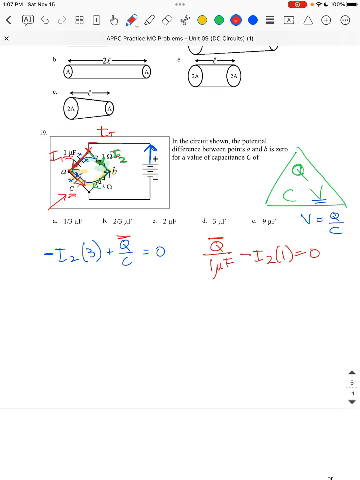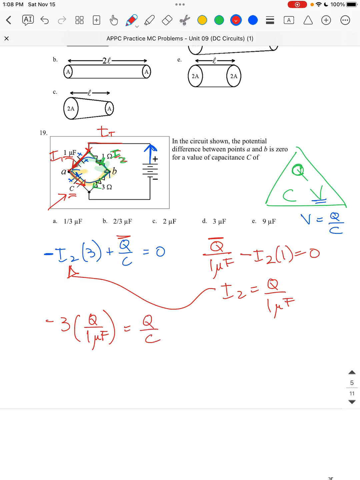So in this scenario, the easiest one to solve for is I2 in the equation on the right. I2 is equal to Q over 1 microfarad. I'm going to plug that into I2 over here on the left, and I get negative 3Q over 1 microfarad plus Q over C equals 0, which actually means that, yes, they do equal each other. And so my 3Q over 1 microfarad is equal to Q over C.